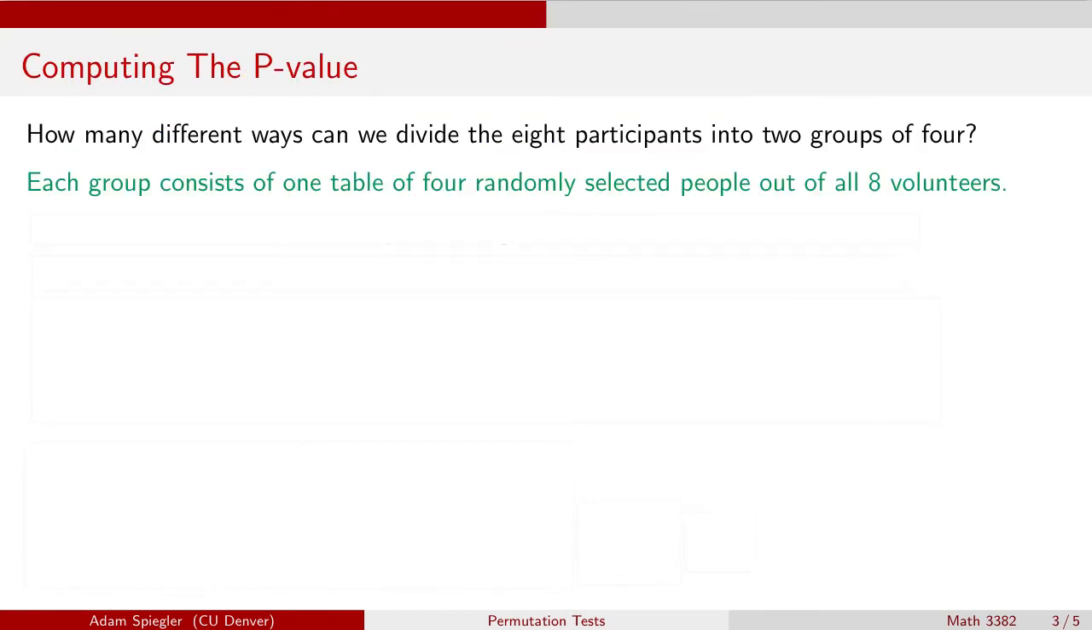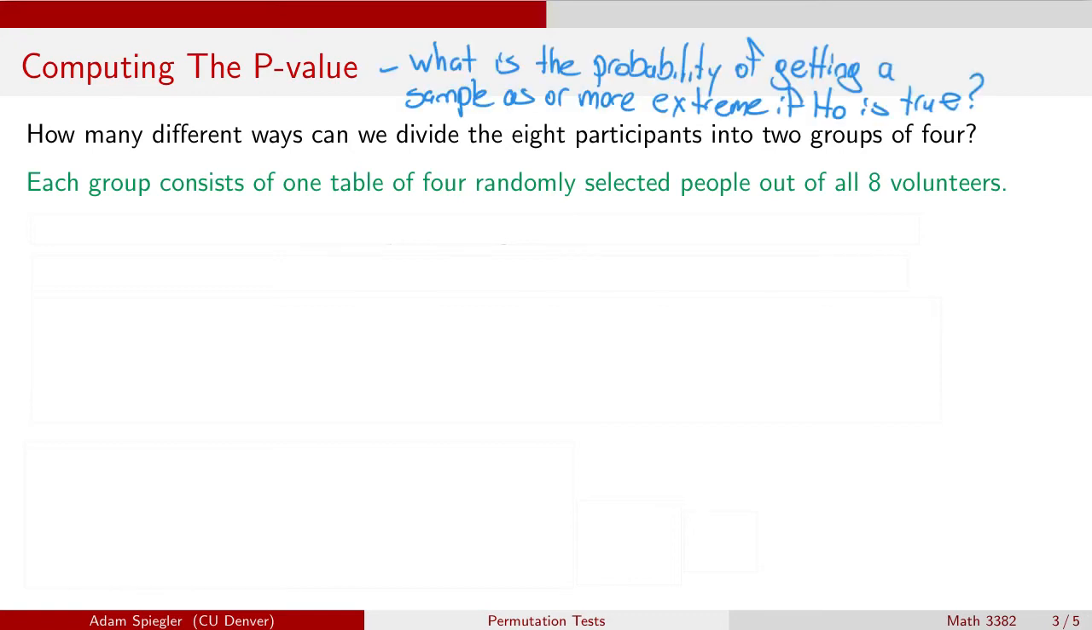Let's recall what the p-value measures. The p-value measures the probability of getting a sample as or more extreme than the sample we collected if the null hypothesis were true. Although we can't set up a distribution using the null hypothesis, let's consider what the entire sample space of possibilities is here. We have 8 people, and we want to split them into one group of 4 that pay evenly, one group of 4 that are going to pay separately. So how many possible ways can we pick these samples?